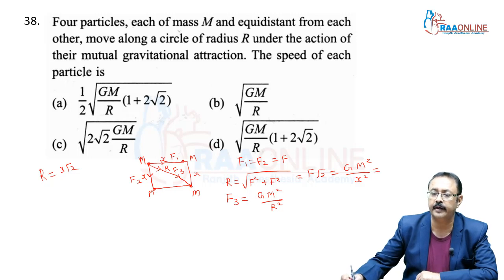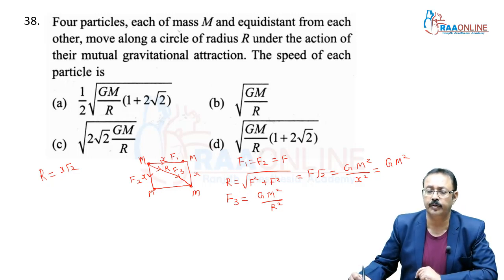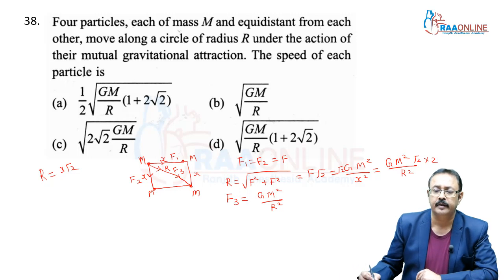So we can write it G m square into this root 2 is also there. We are writing this root 2. So the resultant we are calculating is G m square into root 2 by x square. x square means r square by 2, taking 2 in the numerator. So it is the resultant.